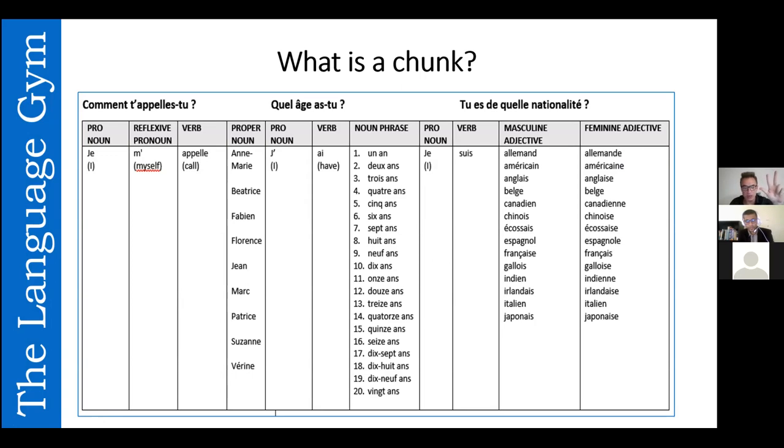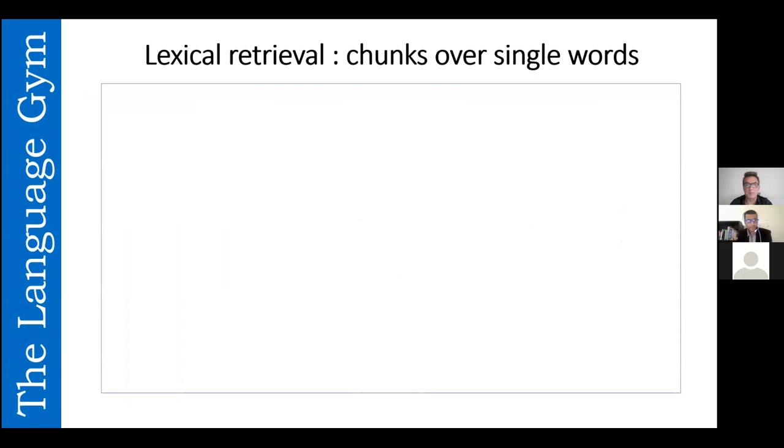So you can choose, teach single words, use websites that just teach you single words, or use a smart website, a smart textbook, a smart curriculum, where you're actually using working memory in the most efficient and effective way.